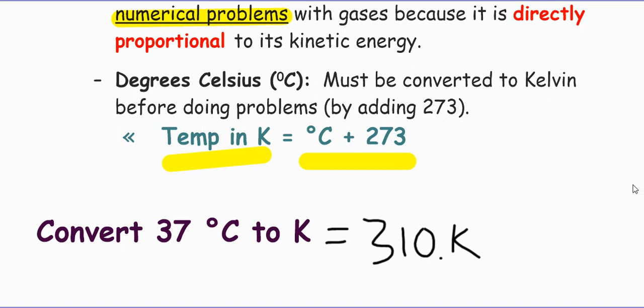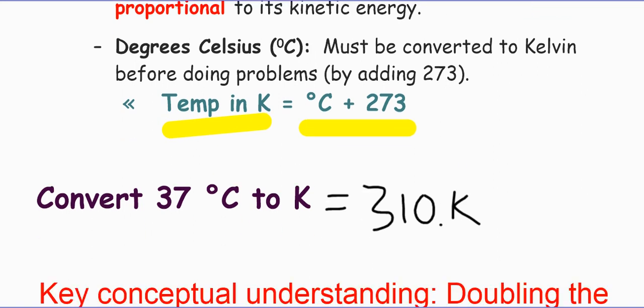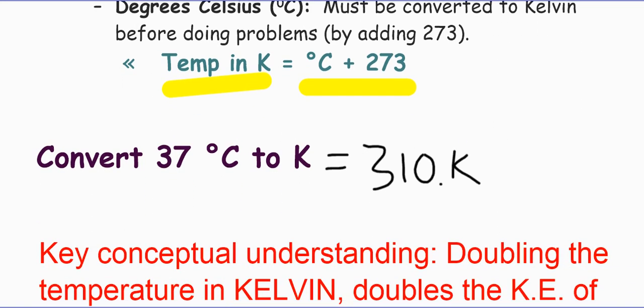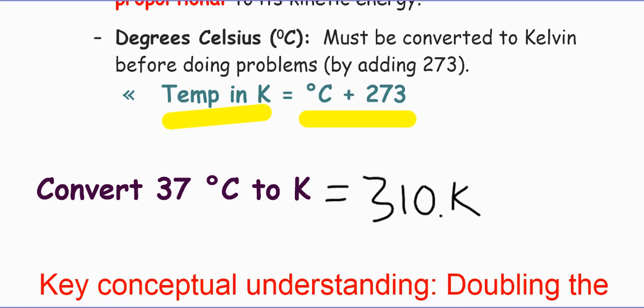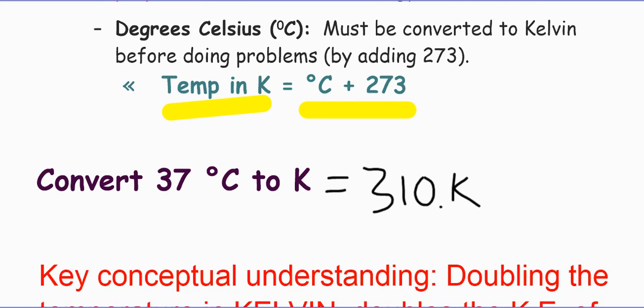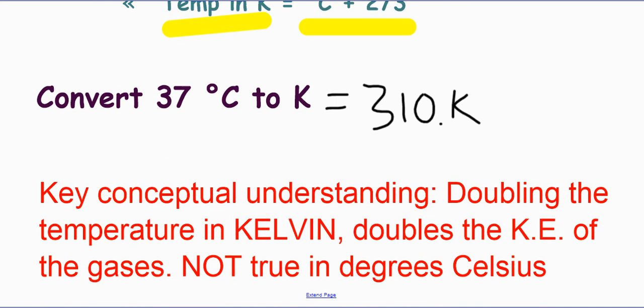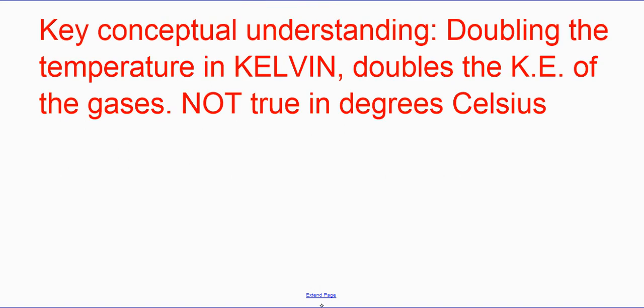And then if you had a problem going the other way, from Kelvin to Celsius, you just subtract 273. A key conceptual understanding here is that doubling the temperature in Kelvin doubles the kinetic energy, but that's not true in Celsius. So let me just show you this, okay?